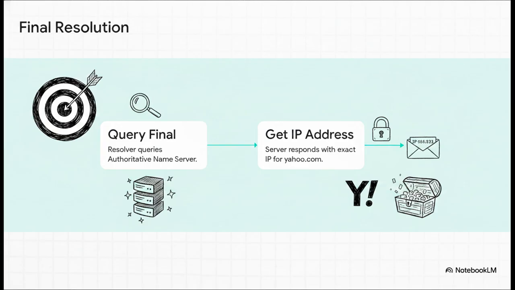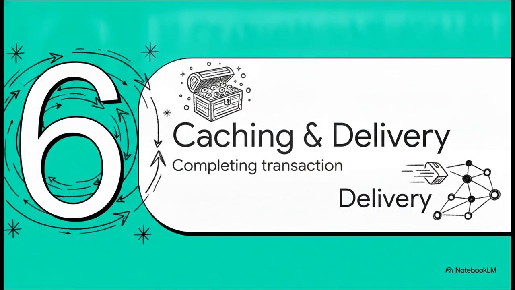We have finally hit the target. The resolver queries the authoritative name server, and because this server is the final authority, it successfully responds by handing the exact IP address for yahoo.com right back to our central hub, the resolver. The data has been found. Number 6, caching and final delivery, completing the transaction.